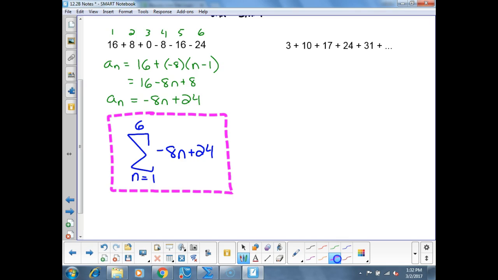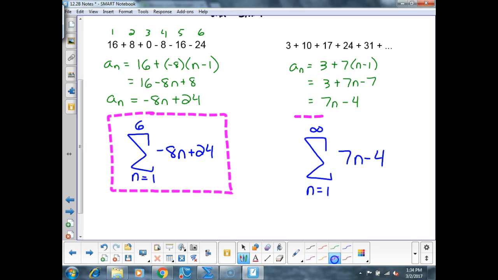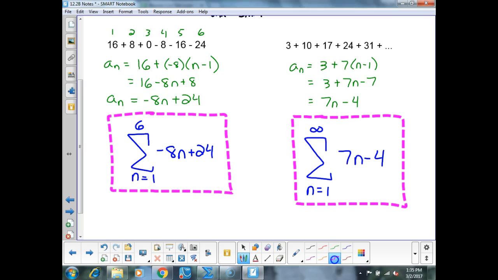Find me the sigma notation for the second series. So I get sigma starting at 1, ending at infinity, of my rule 7n minus 4. Michaela, it's infinity because the dot dot dot is at the end.